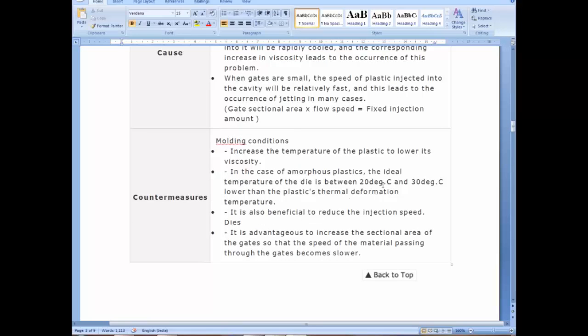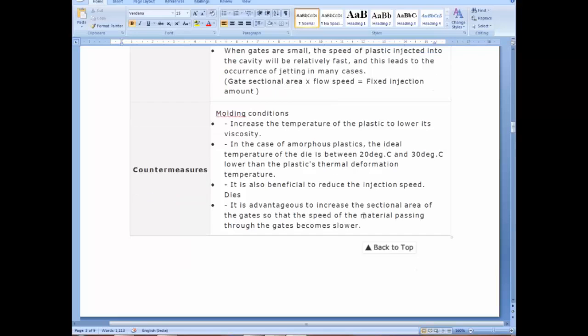The temperature should be increased by 20 to 30 degrees. It should not be less than that, otherwise the die temperature. It is advantageous to increase.